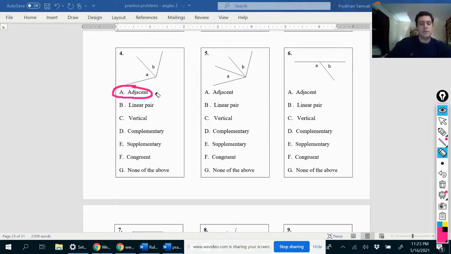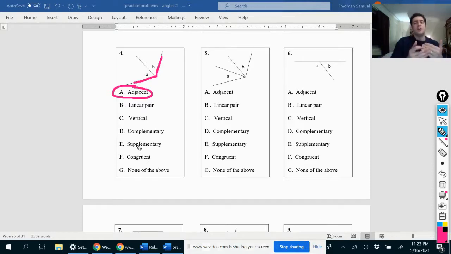Right? In fact, we can see that this angle over here is clearly greater than, this is a 90-degree angle. That angle over there is clearly greater than a 90-degree angle. So they can't add up to 90 degrees. They can't be complementary. They're not supplementary either. If they were supplementary, they would be forming a straight line together. But they're not forming a straight line together.